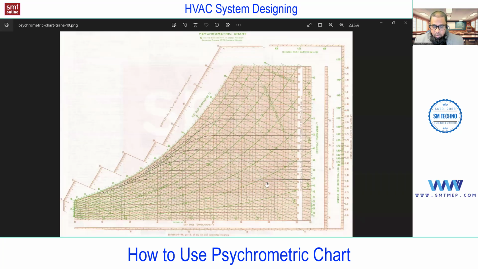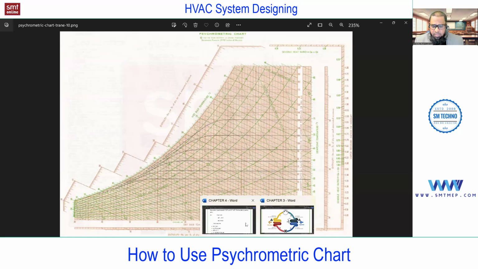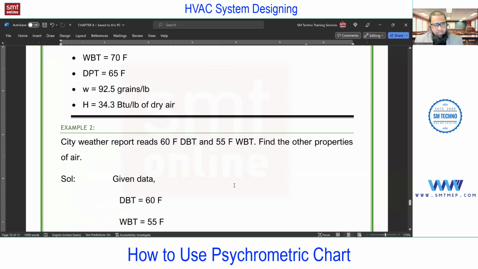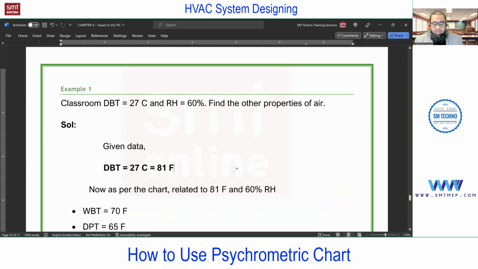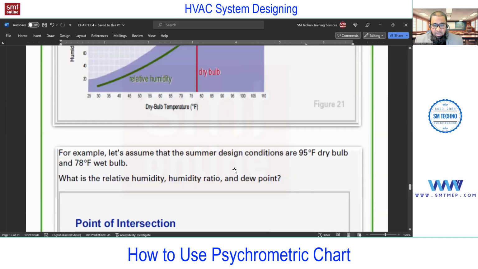Okay, so this was about chapter 3. Simple, limited, but very important. But some more points like psychrometric analysis, contact factor, bypass factor, humidification, dehumidification, heating process, cooling process, all this we'll discuss. This is not actually the end of psychrometry.